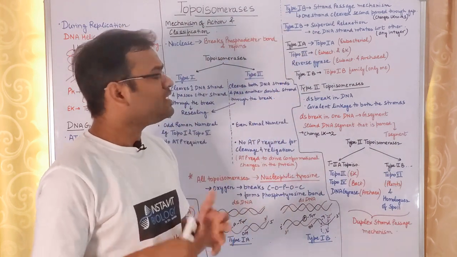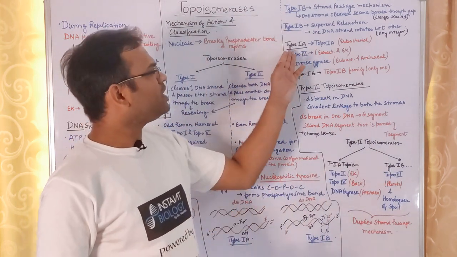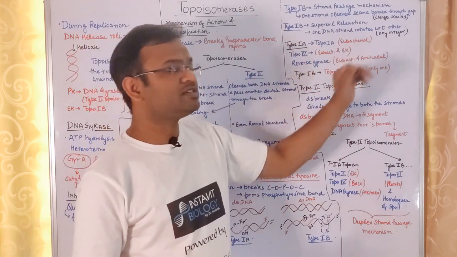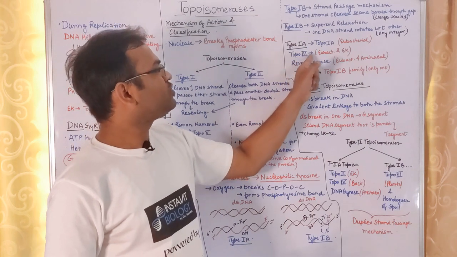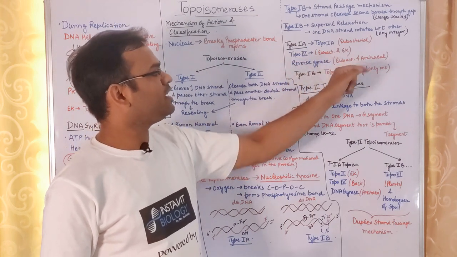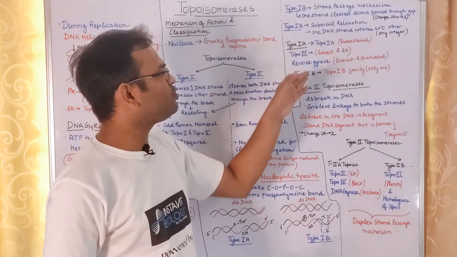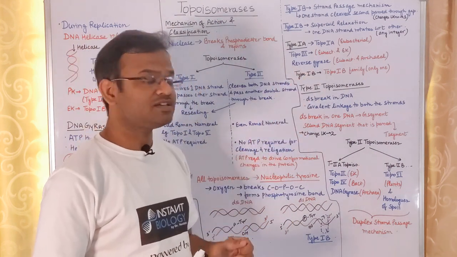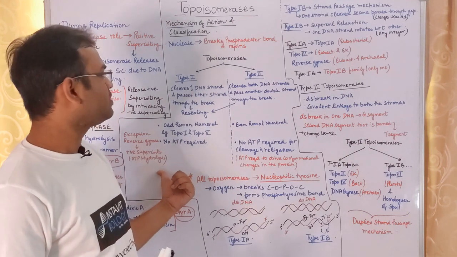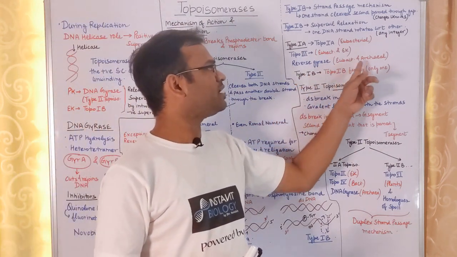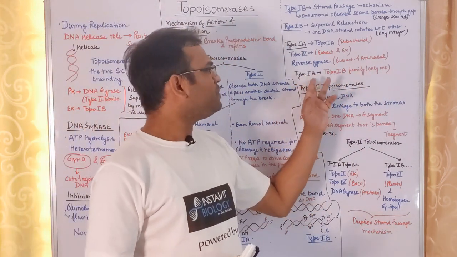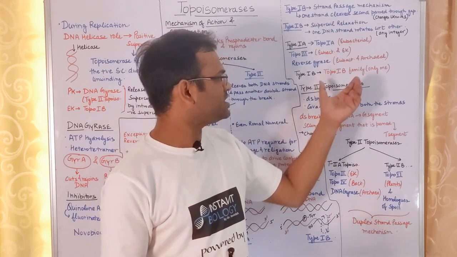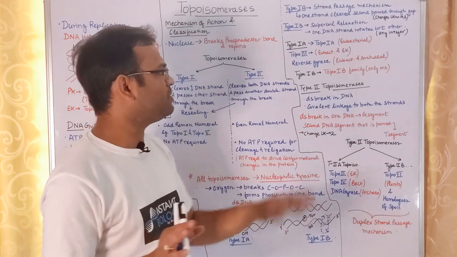Okay, so what are the examples of type 1A? Type 1A's examples include topoisomerase 1A, in eubacteria. Topo 3 is in eubacteria and eukaryotes. That means this topo 3 functions in eubacteria and eukaryotes. Reverse gyrase that we had just talked about is functional in eubacteria and archaea. Type 1B does not have any other examples. It has only one member in its family.